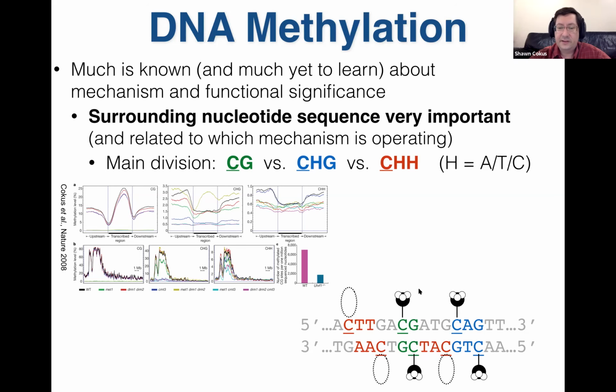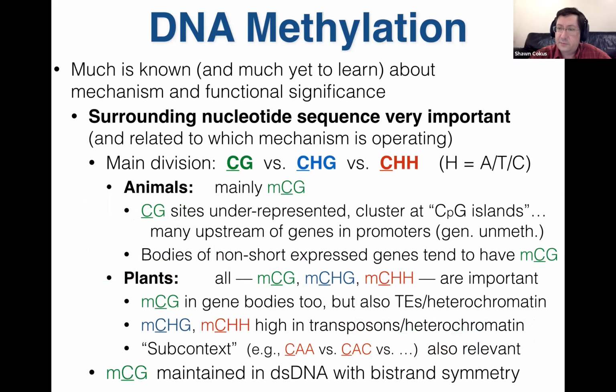For plants, all three contexts are important. For animals, as I said, it's pretty much CG. CG sites in the genome in animals are underrepresented. They tend to cluster at these things called CG islands, which are generally upstream of genes and promoters. And for genes that are active, those promoters will be unmethylated because this is a suppressive mark. In plants, and also in animals, you have this gene body methylation, where expressed genes that aren't too short will tend to have the CG mark in the middle.